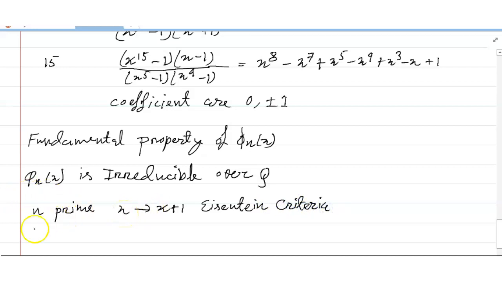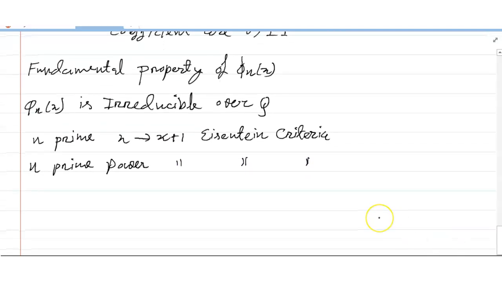And when n is a prime power, then x goes to x plus 1, Eisenstein criterion also works, but what we want to do is to prove it for n composite, which takes a little bit more. For that, we are going to use Frobenius automorphisms that we mentioned last lecture.